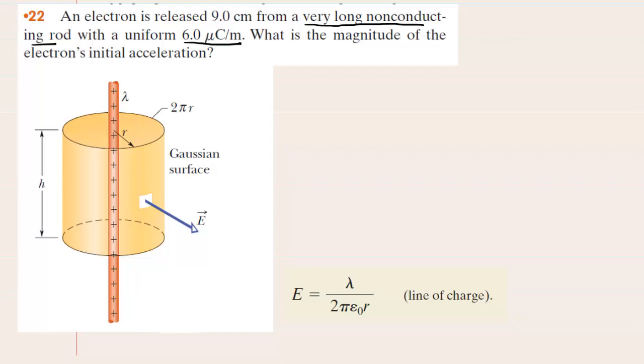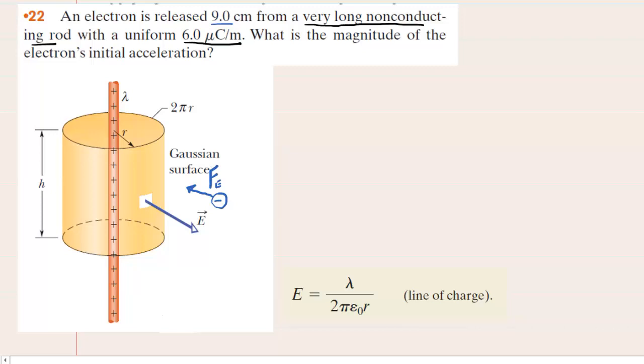And then what we're going to do is take an electron and release it 9 centimeters from the rod. So we might imagine that we take the electron and we drop it right here. Because the electron is negatively charged, it's going to be electrostatically attracted to that positively charged rod, and it will be attracted by an electric force. So we might label that F with a subscript E to represent the electric force.